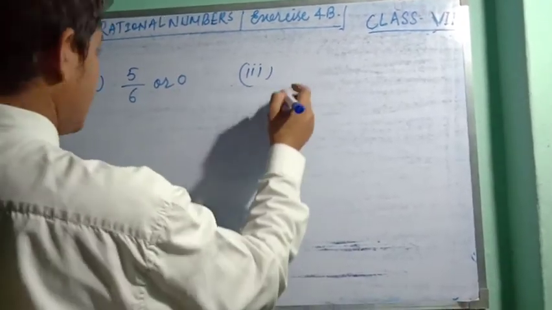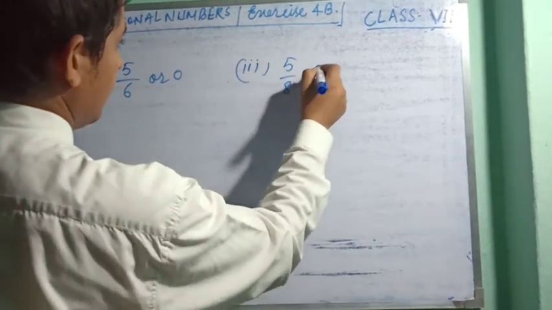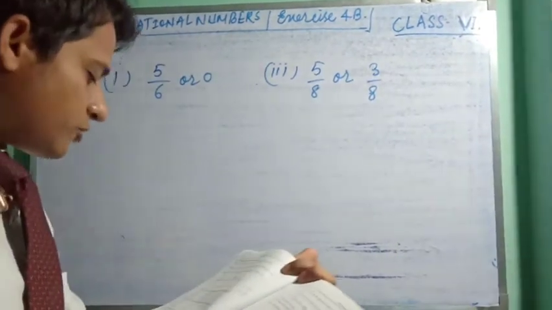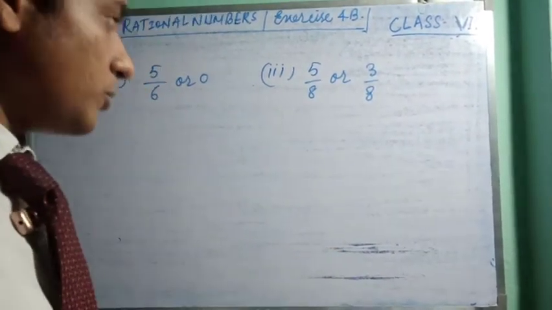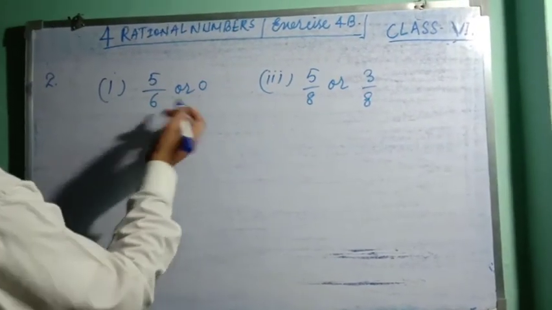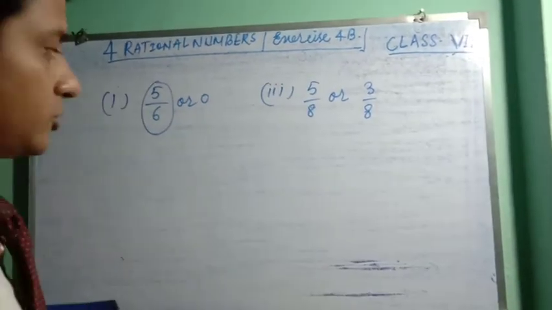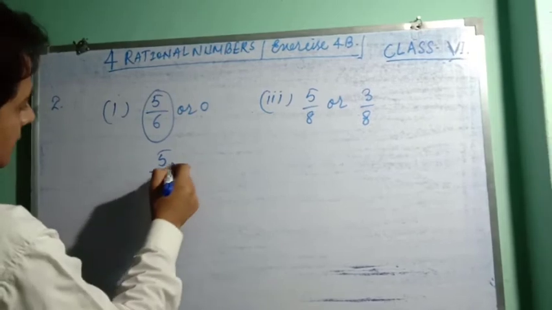So this is 5 by 8 or 3 by 8. Which of the following rational numbers is greater in each of the following pairs? Have a look. First of all, this is the 0 and this is the positive number. A positive number is always greater than the 0. So this is greater.